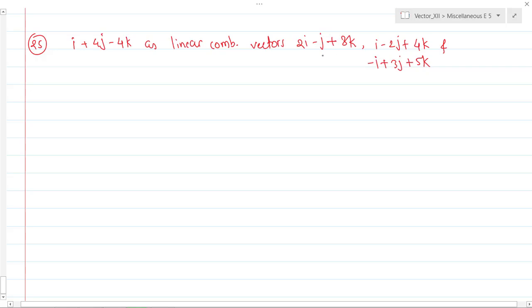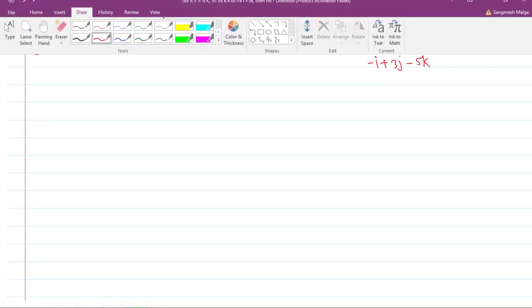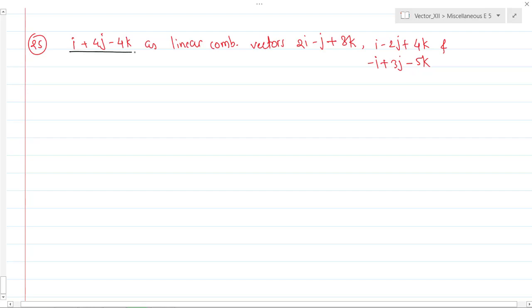So it is 1, 4, minus 1; then 2, minus 1, 3; 1, minus 2, 4; and minus 1, 3, so it should be minus 5. Okay, so minus 1, 3, minus 5. Now in this case we want to express this vector a bar as the linear combination of, suppose this is x, this is y, and this is z. This is what we want to show here.